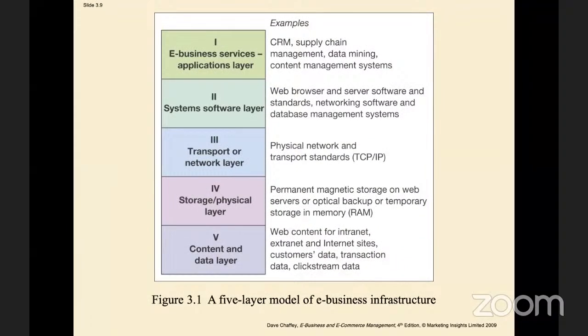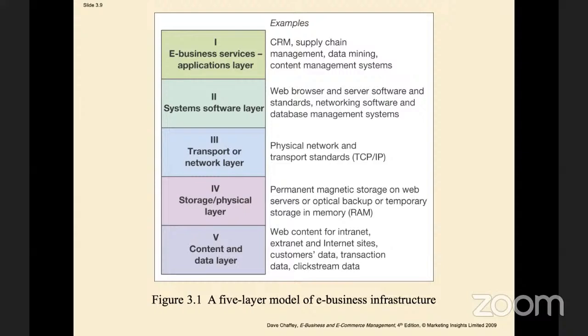Okay, now here is what figure 3.1 describes: a 5-layer model of e-business infrastructure. What is a 5-layer model of e-business infrastructure? Number 1, e-business services applications layer. Second one, systems software layer. Number 3, transport or network layer. Number 4, storage or physical layer. Number 5, content and data layer.